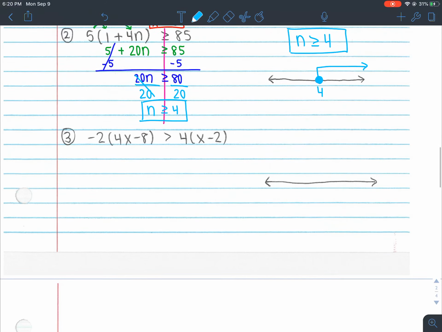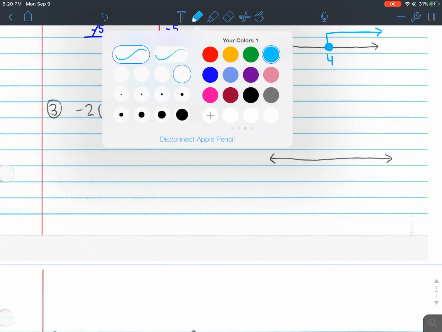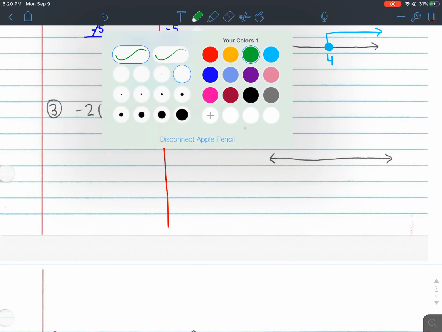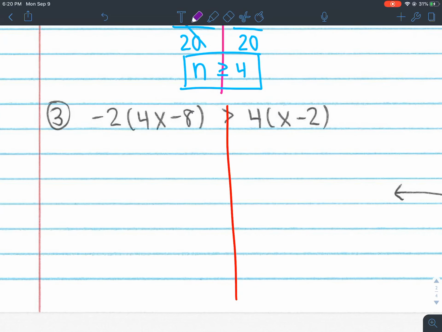All right. Number 3, negative 2 times 4x minus 8 is greater than 4 times x minus 2. So let's go ahead and draw our line down the middle. Okay, and let's go ahead and distribute. So on this problem, we're going to have to distribute on both sides. So I'm going to distribute my left side first. Negative 2 times 4x is negative 8x. Negative 2 times negative 8 is positive 16.